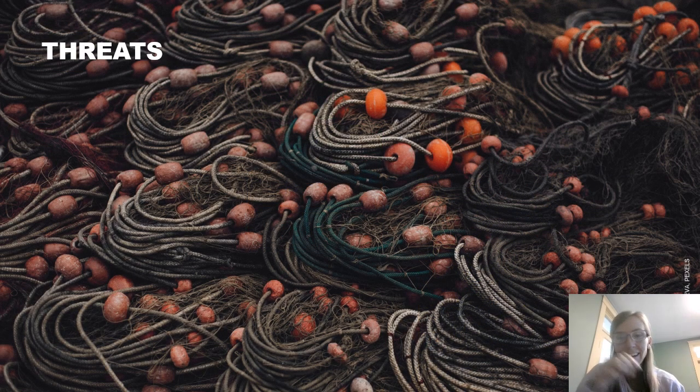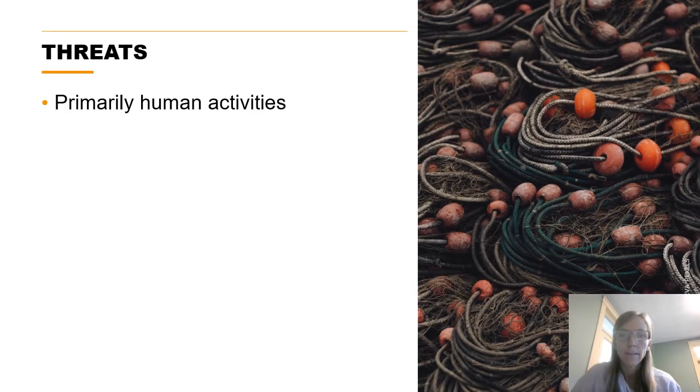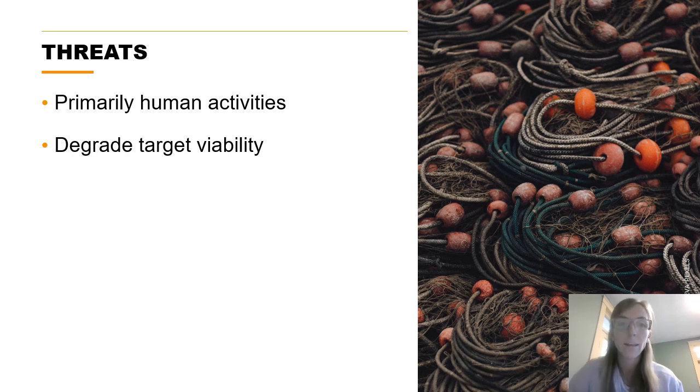So the next step in assessing our targets is thinking about what might be harming our targets. What is the scope and severity of some of the threats? So most of the threats we know are direct threats, or sometimes called pressures, are primarily from human activities. They can degrade the target viability. Things such as unsustainable fishing, unsustainable hunting, oil drilling, construction of roads, industrial wastewater, introduction of invasive species are all threats that we might identify.